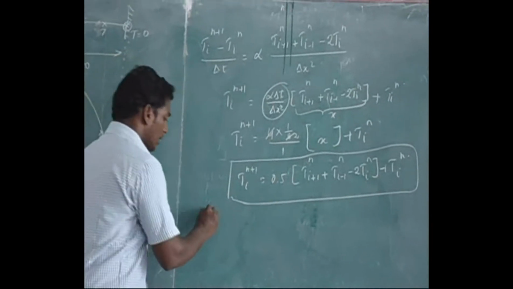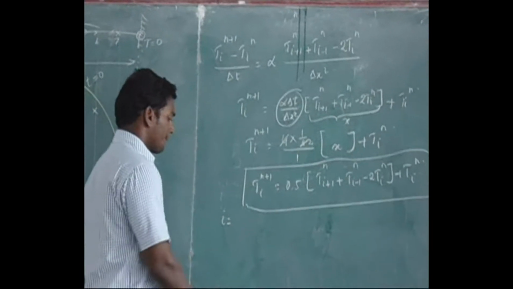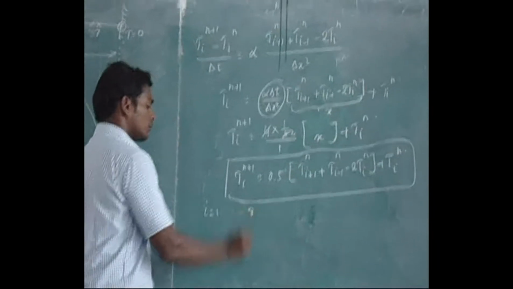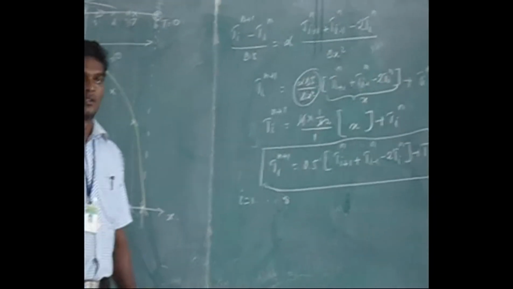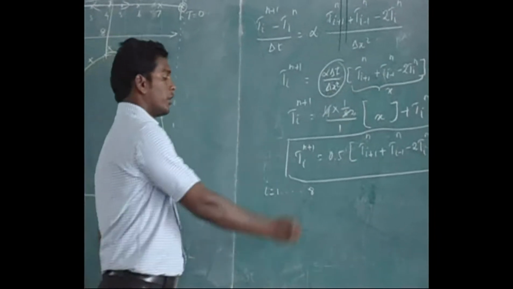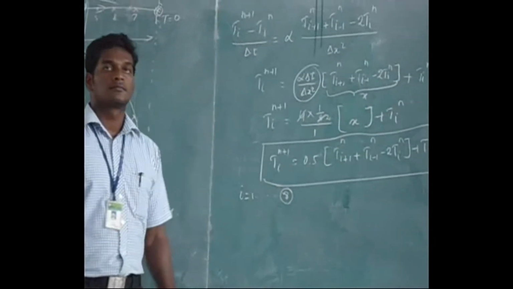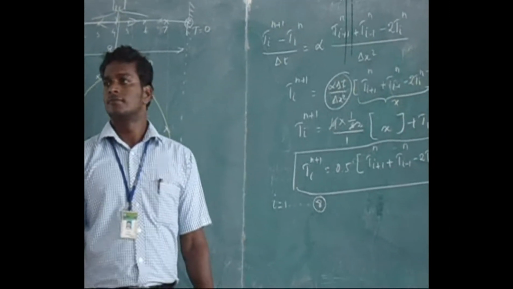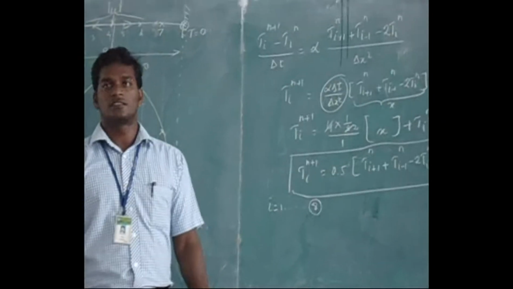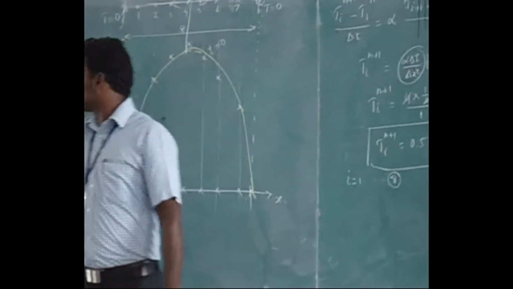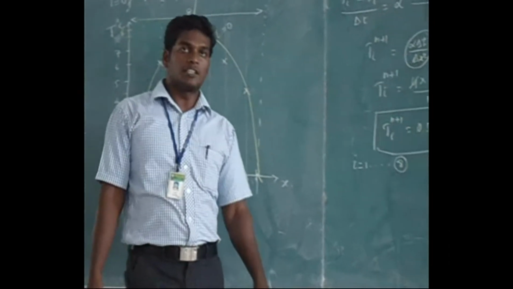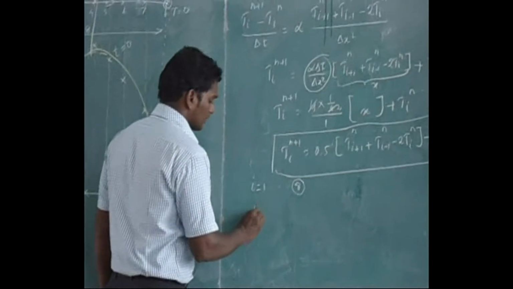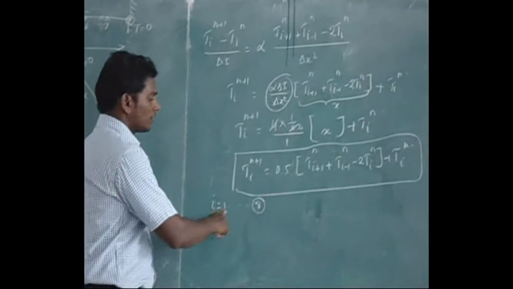Now I want to calculate temperature at 1 to 8. Don't bother about the 8 points because it's a known value by the boundary condition. It's already given. The problem itself is given. 8, 0 is known. So we need to calculate temperature at i equal to 1.